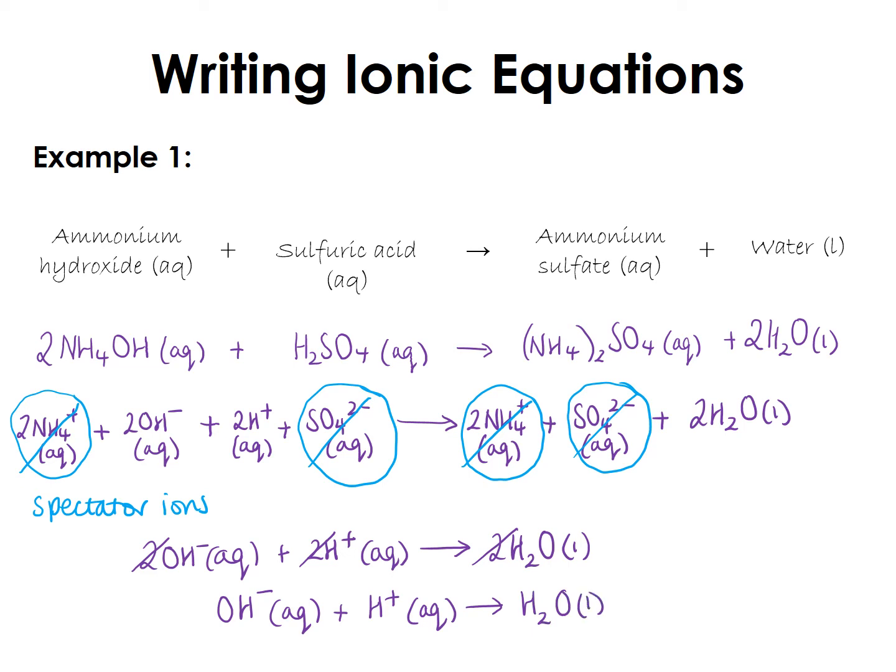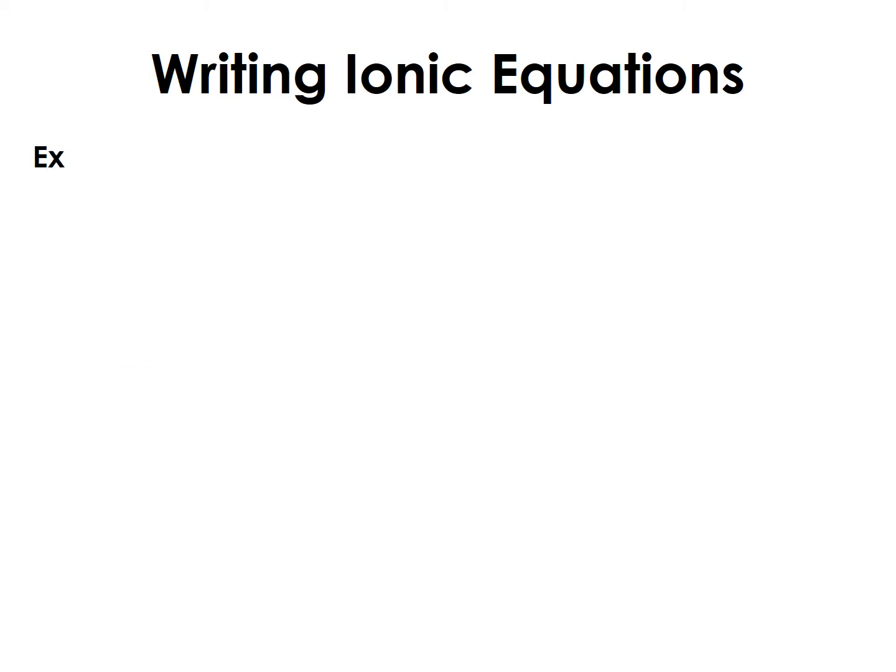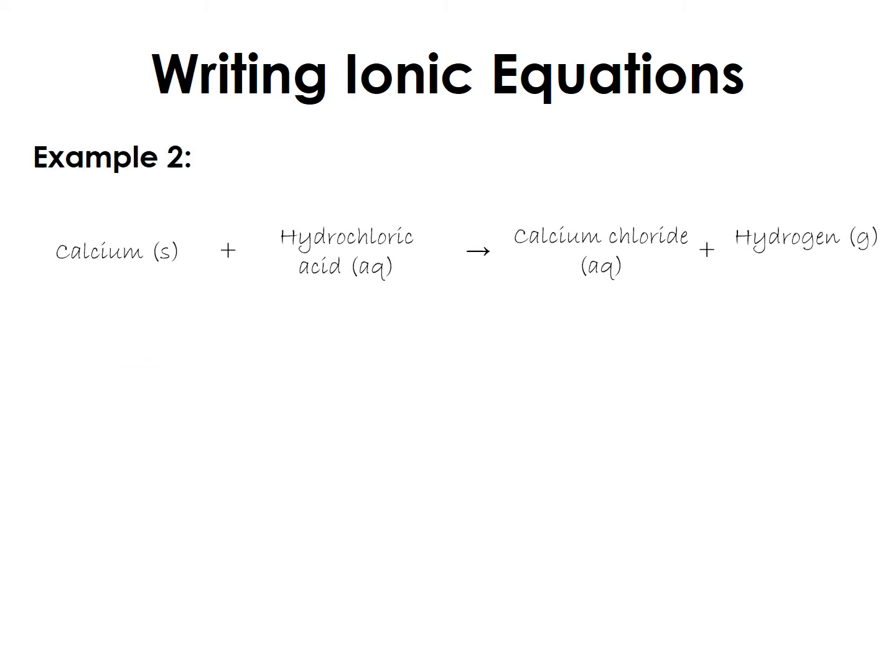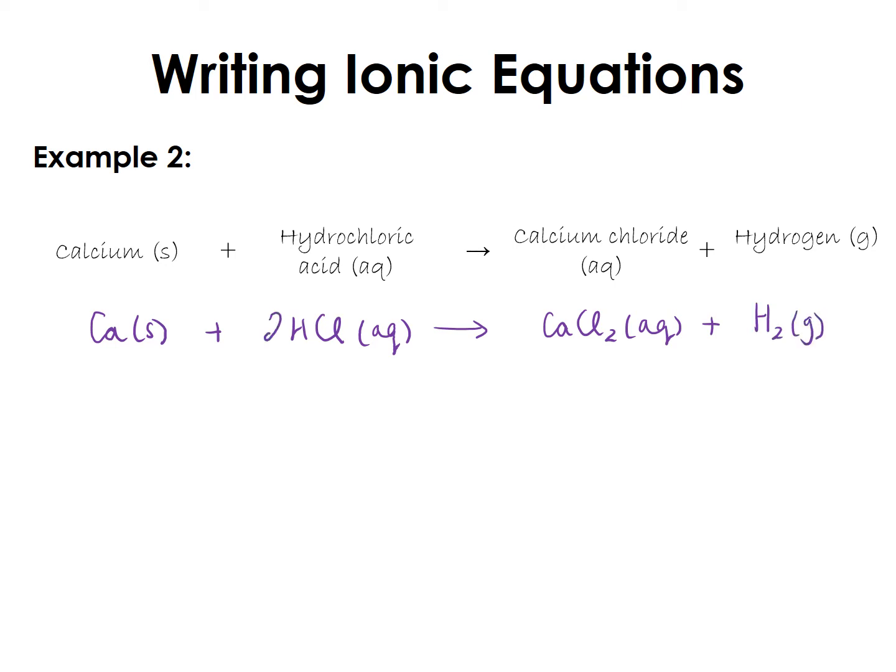Let's do a second example. Again, let's write the full equation underneath here. So Ca solid and HCl (aq) reacting to form calcium chloride, CaCl2 (aq), and hydrogen H2 gas. Balance that up by putting 2 HCls in here.